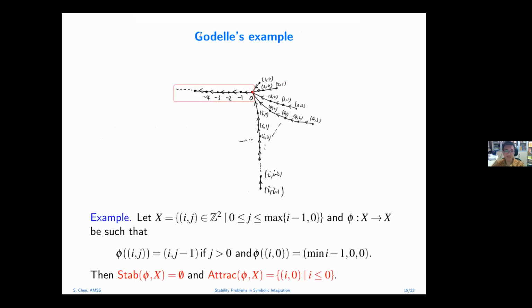And there's a nice example which shows that the stable set may not be equal to the attractive set. This is one of the examples due to Gödel. To me, it's amazing that this paper was actually published in 2010. I thought that this kind of example should have a long history, but it's not so old, it's very new. So Gödel constructed this example to show that indeed those two sets are not equal.